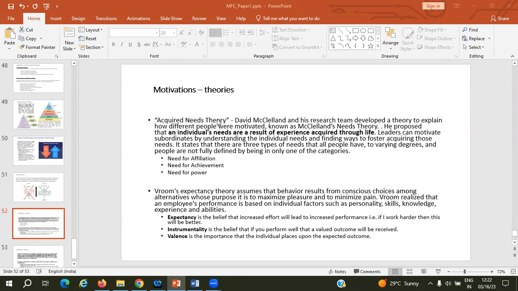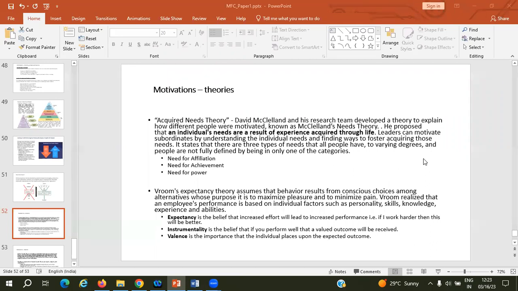Leaders can motivate subordinates by understanding the individual needs and finding ways to foster those needs. It states that there are three types of needs that people have to different degrees. Different degrees means some people are very good in achievement, very tough. They always keep targets and goals which are very difficult to achieve. Some people are moderate. So there are different degrees of need, like power.